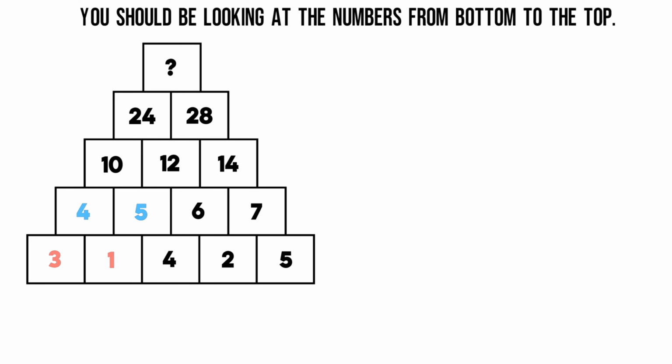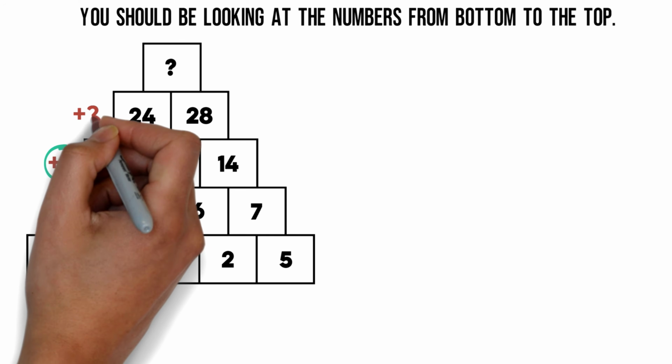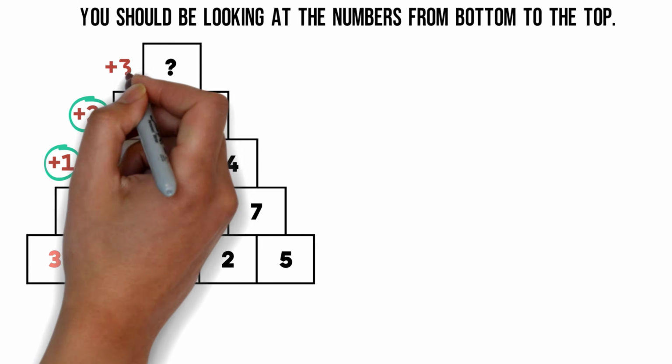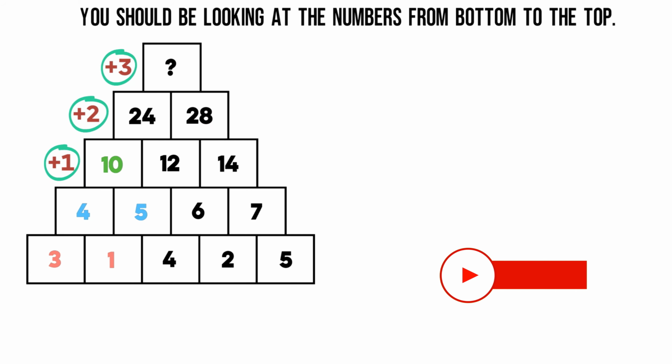If we go from the second row to the third row, you see that the 4 and 5 does not necessarily add up in 10. 4 and 5 adds up in 9, and then you need to increment it by 1. If you go to the next layer, you need to increment it by 2. And then in the final row, you need to increment it by 3. So the correct answer here is choice 55.